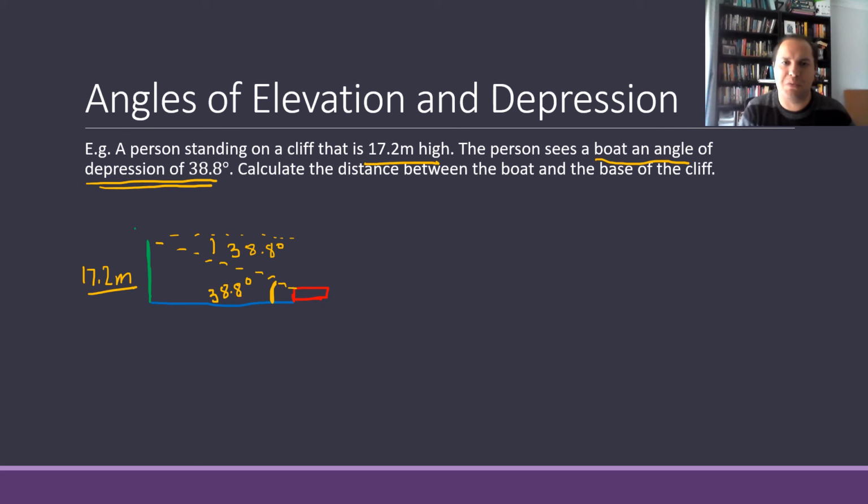Now the question asks us to work out the distance between the boat and the base of the cliff. The base of the cliff is here at the very bottom of our cliff, so we're looking for this distance here. Alright, so now let's label our sides. The long side there is the hypotenuse. The adjacent side is along the water. The opposite side is our cliff. So once again, O and A, we're going to use tan.